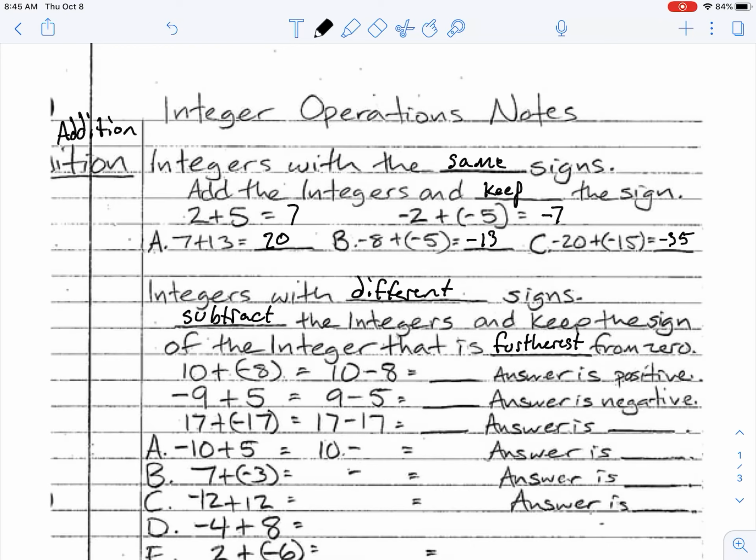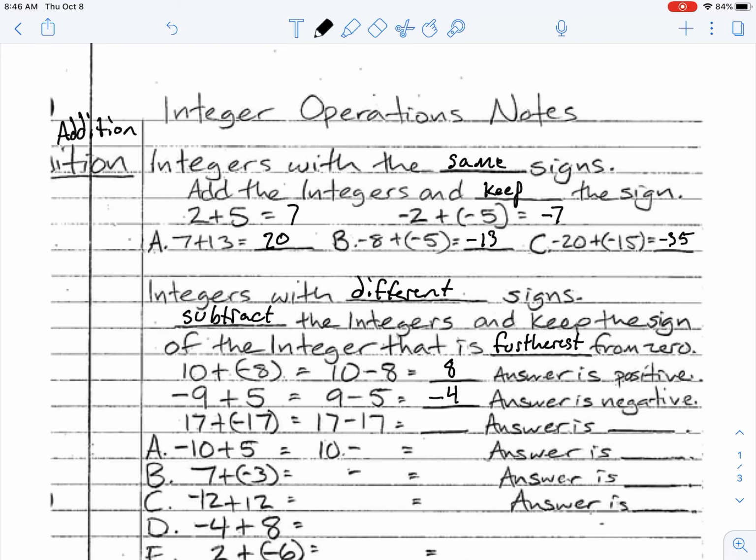Alright, so first example here, we've got 10 plus negative 8, so we are going to do 10 minus 8, which is 8, and the answer is positive since 10 has a bigger absolute value than negative 8. Then we've got negative 9 plus 5, so we're going to follow the same rules again. We've got 9 minus 5 is going to give us 4, and the answer is negative because negative 9 has a bigger absolute value than 5 does.